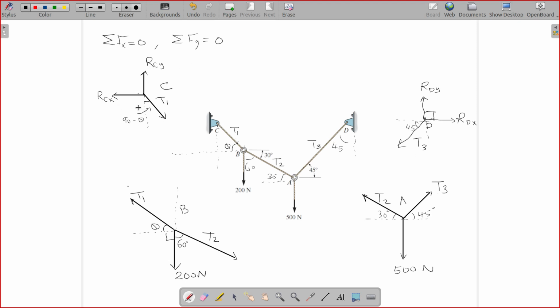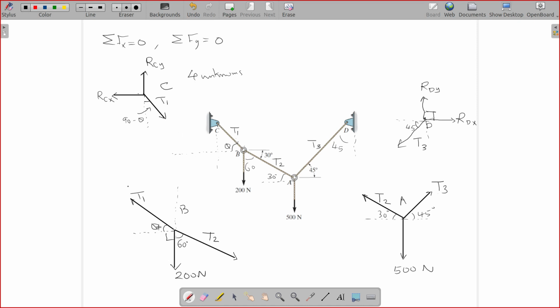So for C, how many unknowns are there? T1, RCY, RCX, theta. Too many unknowns. Four unknowns are here. But we have only two equations.